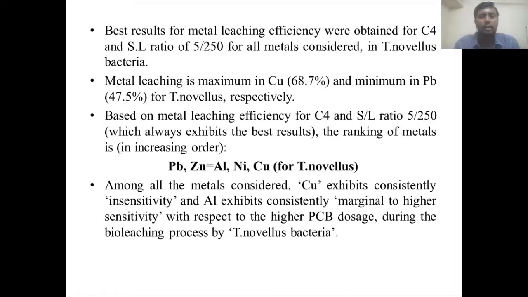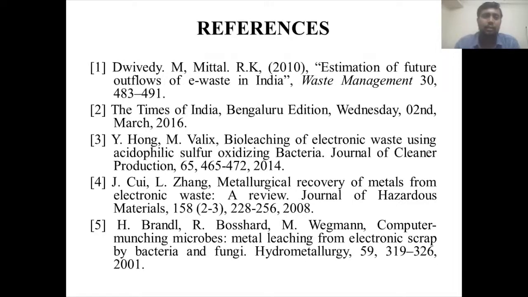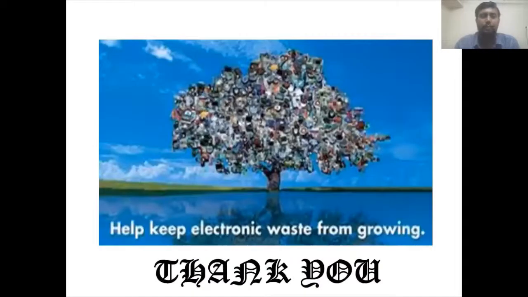So among all the metals considered, the copper exhibits consistently insensitive behavior so that it can be easily leached out. And the aluminium exhibits consistently marginal to higher sensitivity to the bacterial bioleaching with respect to higher PCB dosages during the bioleaching process by T. novellus bacteria. It is all the various references. Thank you.